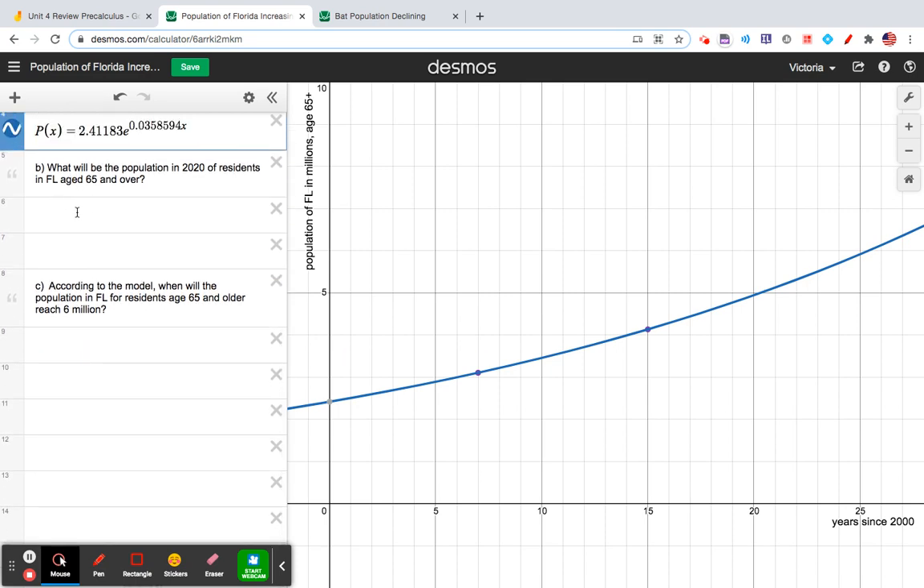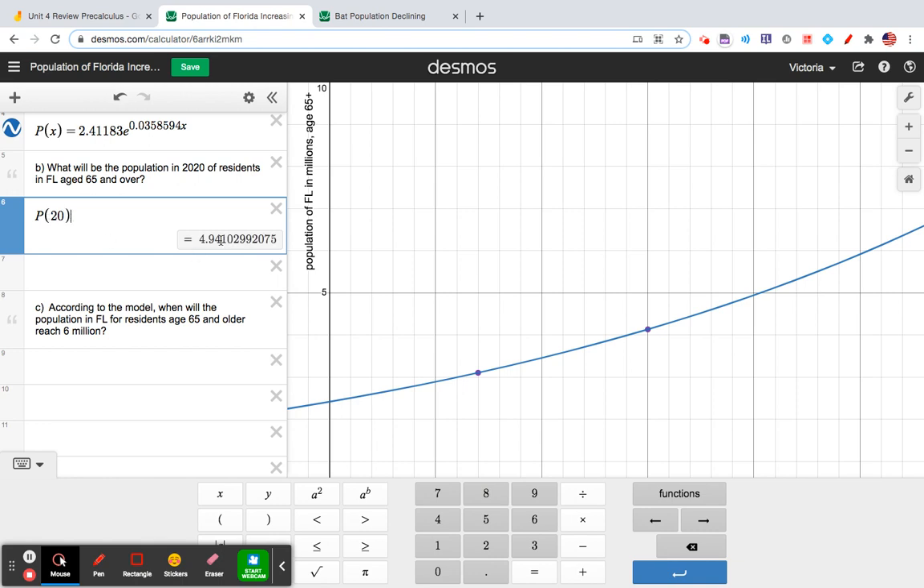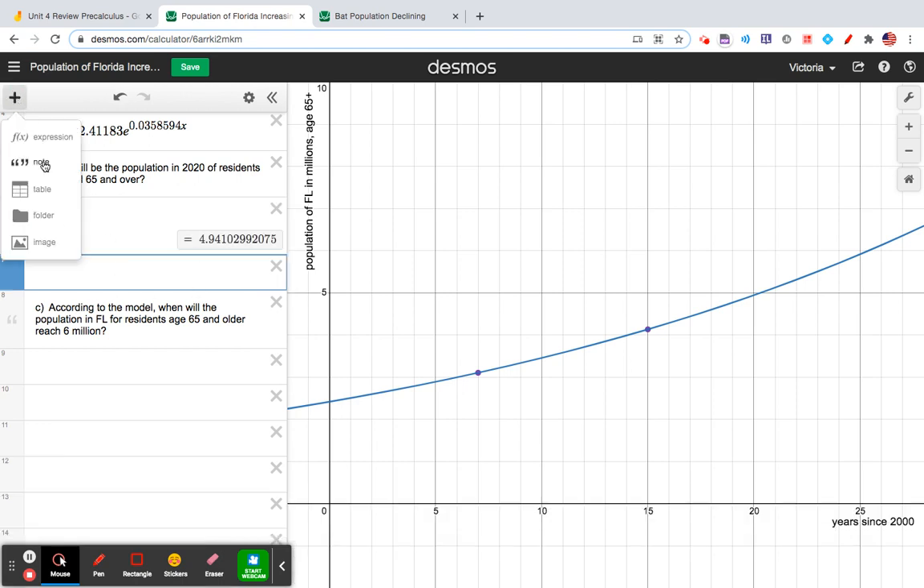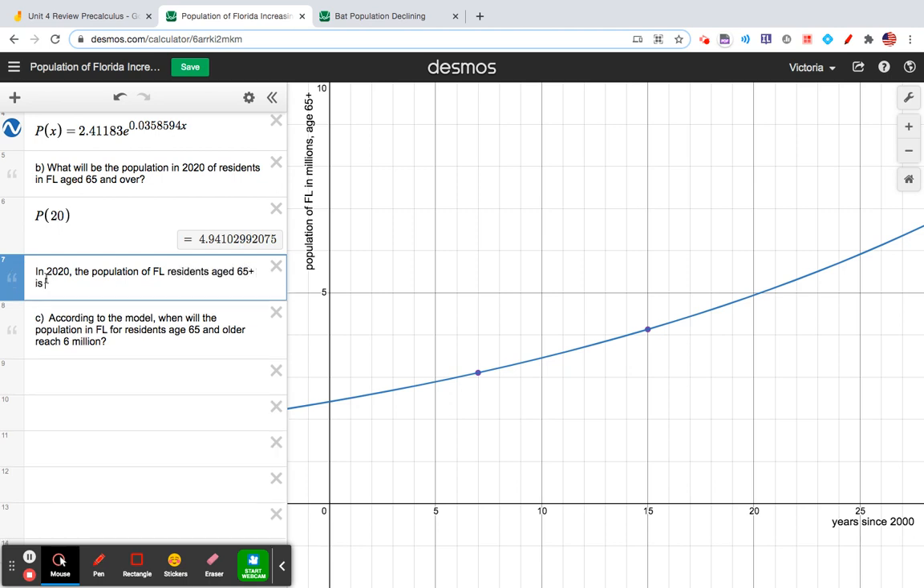Question B: what will the population in 2020 be? So here's 2020. So the population is going to be, what, a little bit less than 5 million? So let's do P of 20. A little bit less than 5 million. And so I can add a note, and I can write in 2020, the population of Florida residents aged 65 and over is predicted to be 4.94 million.